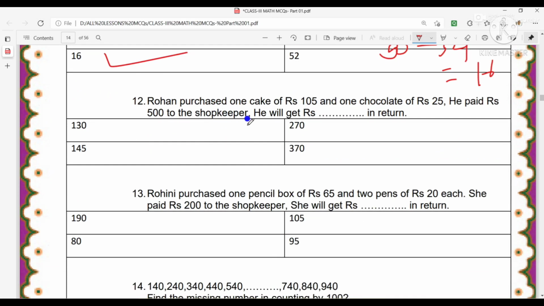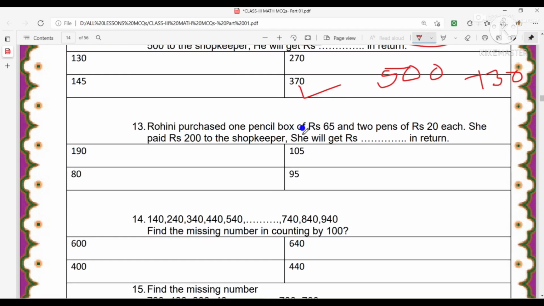Then Rohan purchased one cake of 105 rupees and one chocolate of 25 rupees. He paid 500 rupees to the shopkeeper. He will get how many rupees in return? So you have to add 105 plus 25, then subtract from 500. Total cost 105 plus 25 equal to 130. But he paid 500, so he will get in return 500 minus 130, right? So he will get 370.